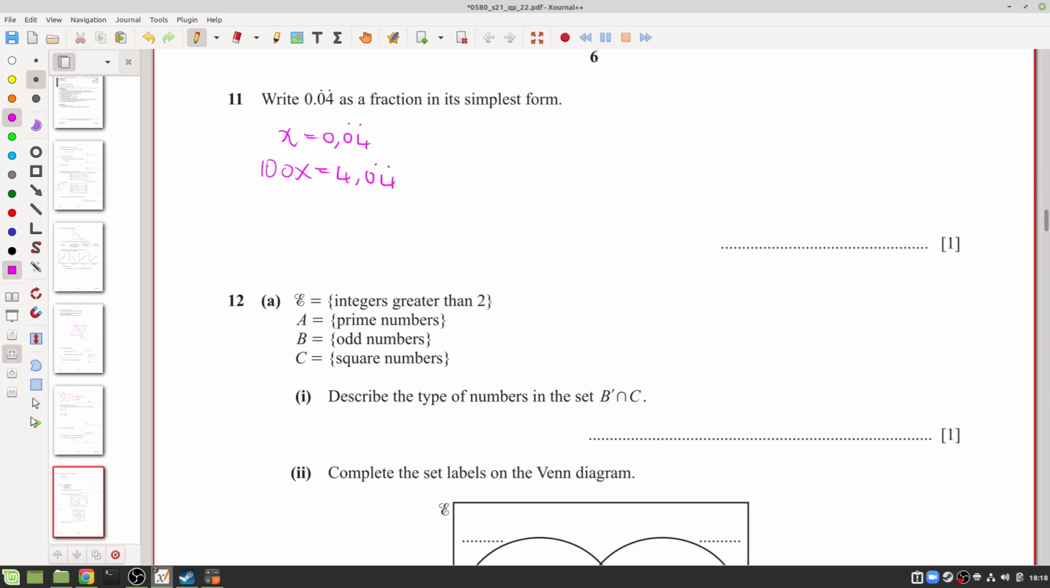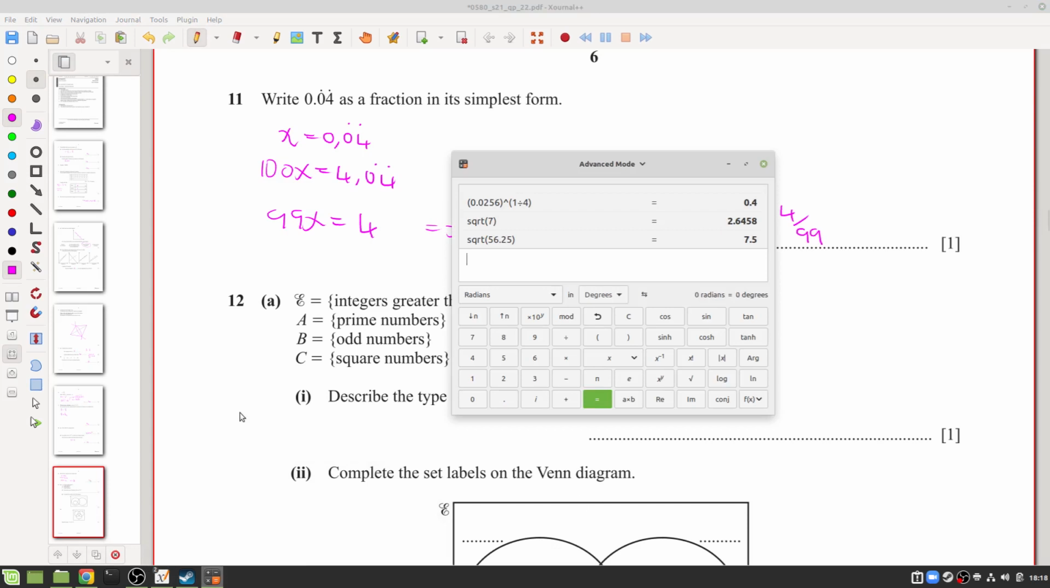Now if we subtract the two, 100x minus x is 99x. And 4.04 recurring minus 0.04 recurring is just 4. And divide both sides by 99, which gives us x equals 4/99. So it's going to be 4/99. And we can always just confirm, check with the calculator. 4/99 gives us 0.04 recurring.